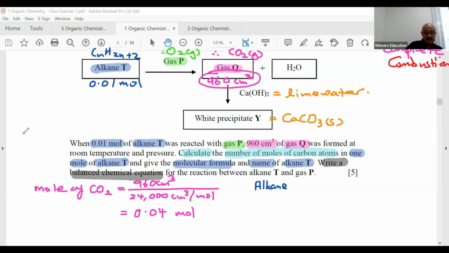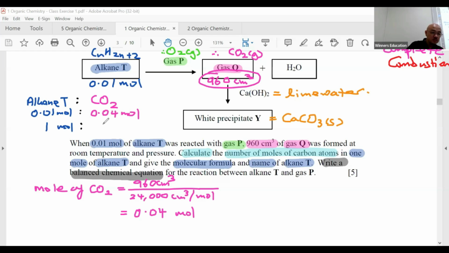I'm going to use this space. Give me a moment. I'm running out of space here on my screen. Alkane T, the ratio to gas Q, which is carbon dioxide. Yes? So I'm going to write a form of a ratio itself, 0.01 mole, which I divide later, it becomes 1 mole. Why divide by 1 mole? I'll show you in a while. Until 1 mole, all right? This is 0.04 mole. So the ratio is 1:4.